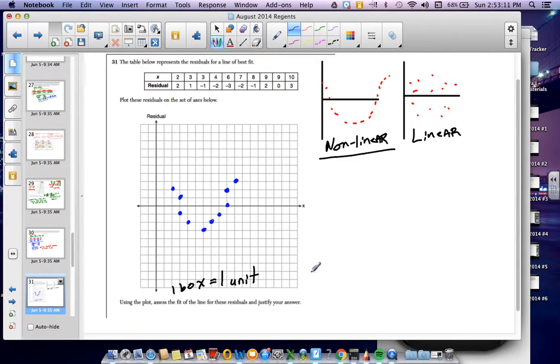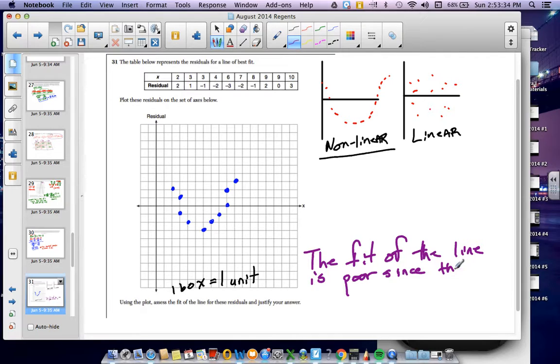So we'll say the fit of the line is poor or bad, anything like that, since the data is nonlinear. And this is referencing the fact that there was a pattern in the residual. Put little parentheses here: pattern in residual, or curve in residual.